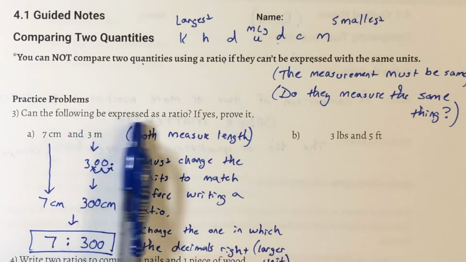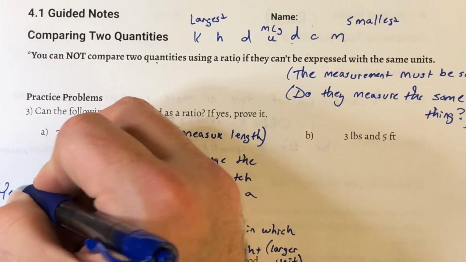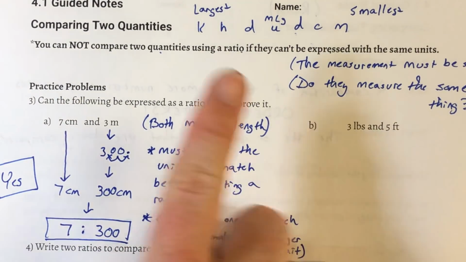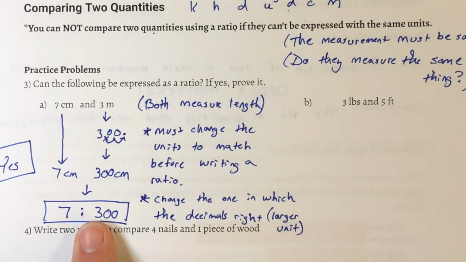So, can the following be expressed as a ratio? We actually didn't answer the question yet. The answer is yes. Why? Because they both measure length, and we have proved it. We actually found the actual ratio.